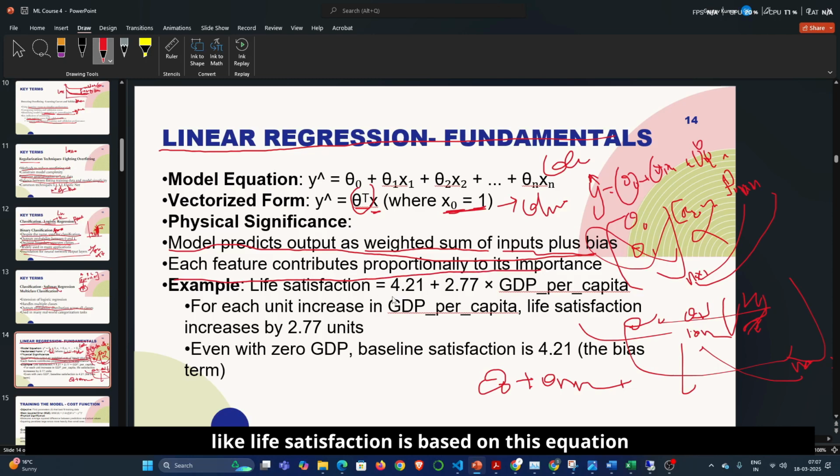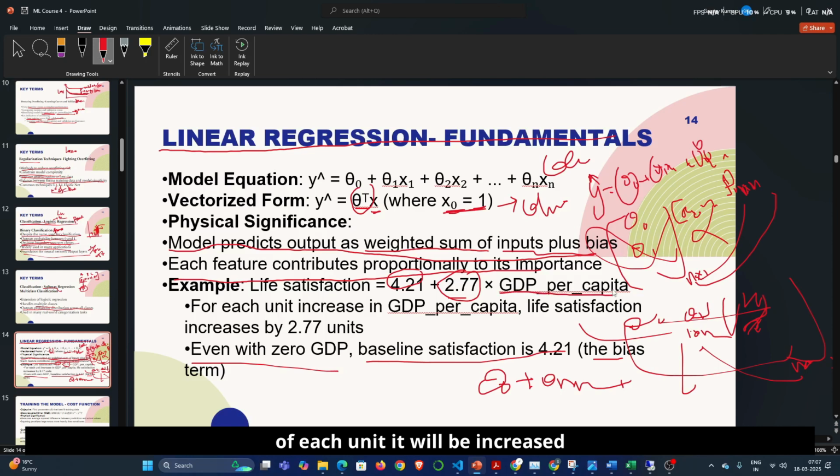Just like life satisfaction is based on this equation, 4.21 plus 2.7 GDP per capita. For each unit increase, life satisfaction increases by 2.7. Yes, even with 0 GDP baseline situation. So this is the bias term. This is bias, and this will be our weights, of each unit it will be increased.